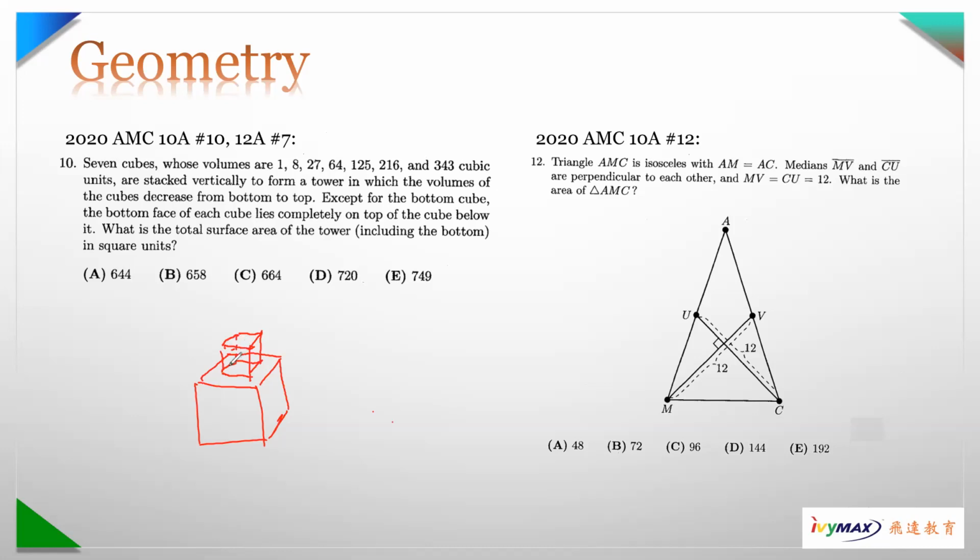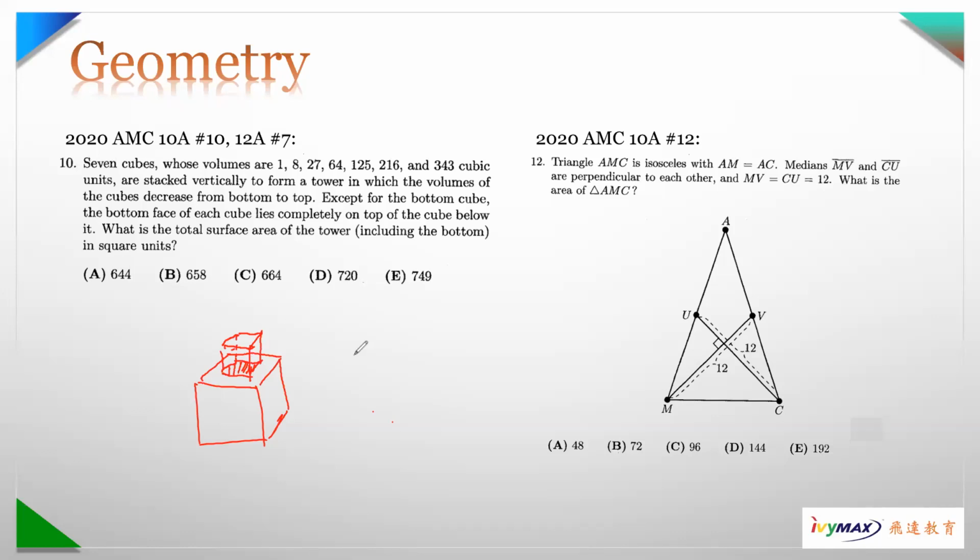So this part, the shaded part, should be subtracted from the total surface area. But additionally, it has to be subtracted twice, because if they are overlapped, this surface area should be subtracted twice. One from the cube on the top, which is its bottom surface, and also the surface from the bottom will be the top surface of the bottom cube, right? All right.